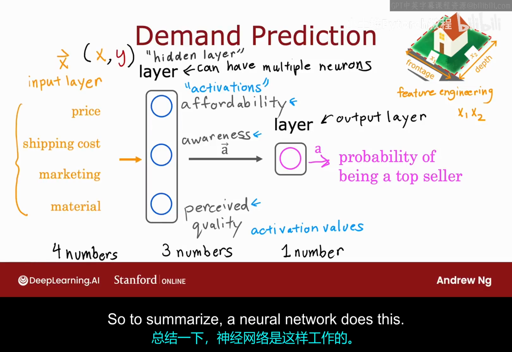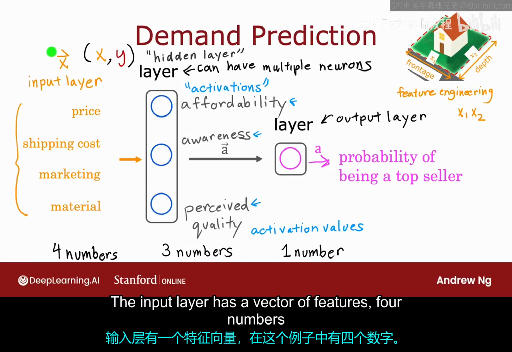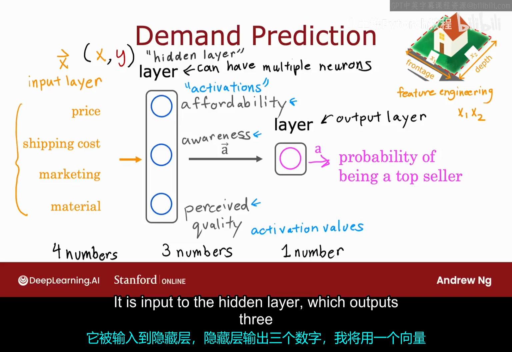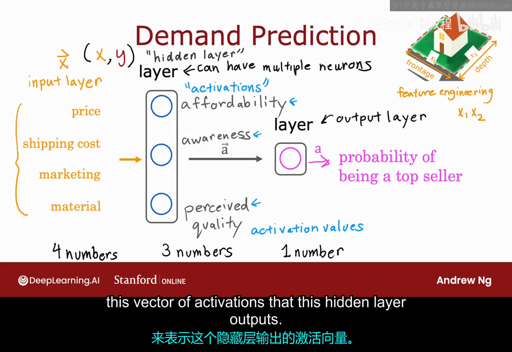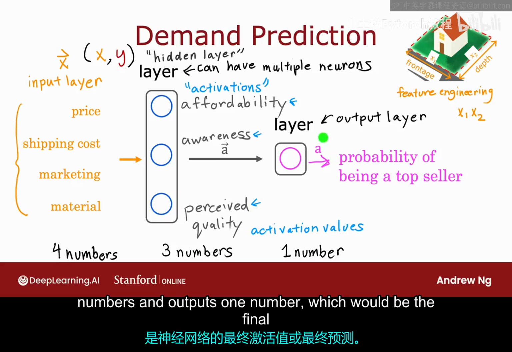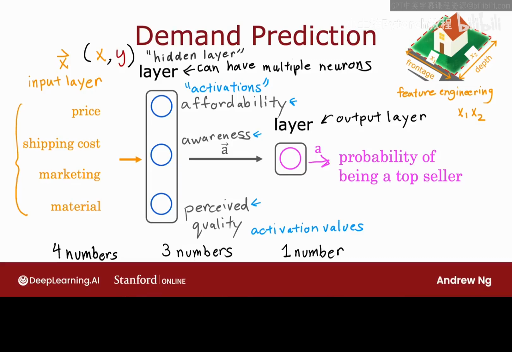So to summarize, a neural network does this. The input layer has a vector of features, 4 numbers in this example. It is input to the hidden layer, which outputs 3 numbers. And I'm going to use a vector to denote this vector of activations that this hidden layer outputs. And then the output layer takes as input those 3 numbers and outputs 1 number, which would be the final activation or the final prediction of the neural network.